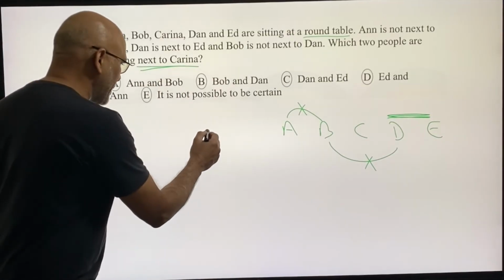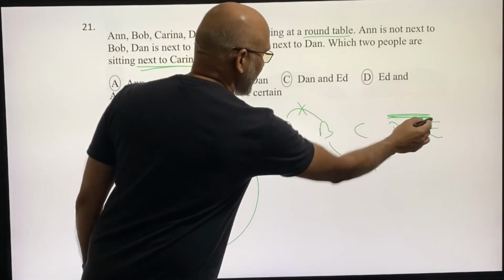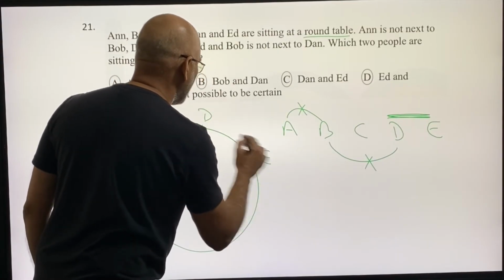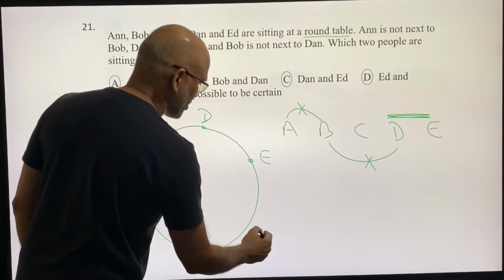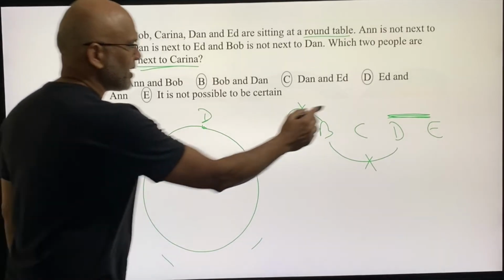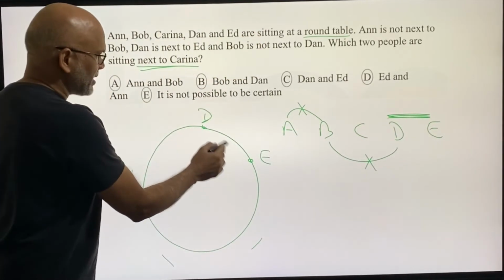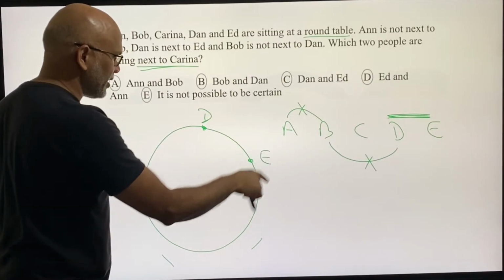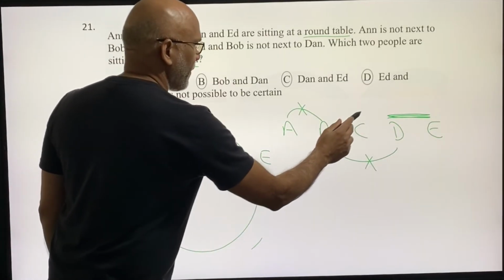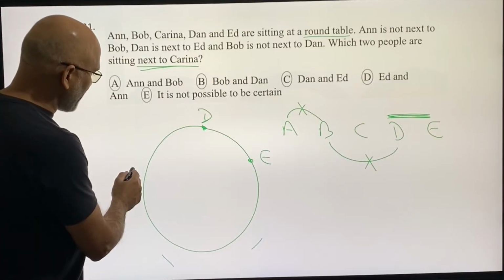All right, so let me draw a round table. I know that D and E are together, so let me first place them. D and E, so they are next to each other, so there are 3 more spots: 1, 2, and 3. Okay, Dan and Ed are sitting next to each other, so I place them on the table first, and then there are 3 more spots left. Okay, now B and D are not next to each other, so B cannot be here, right?